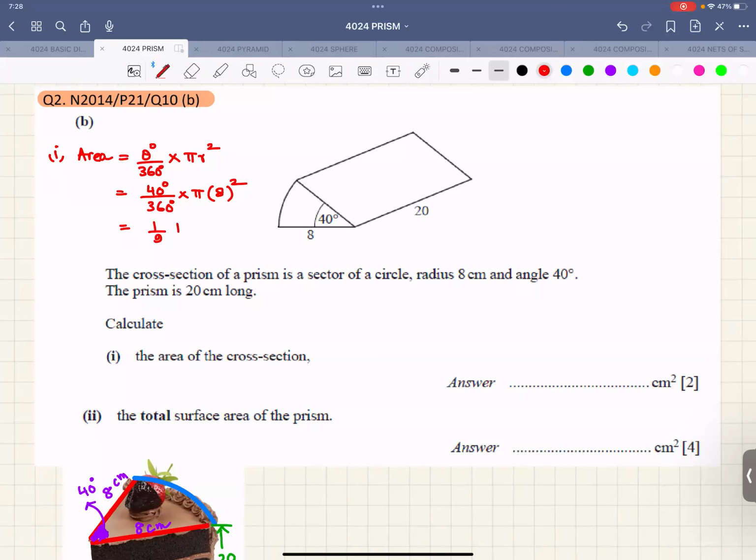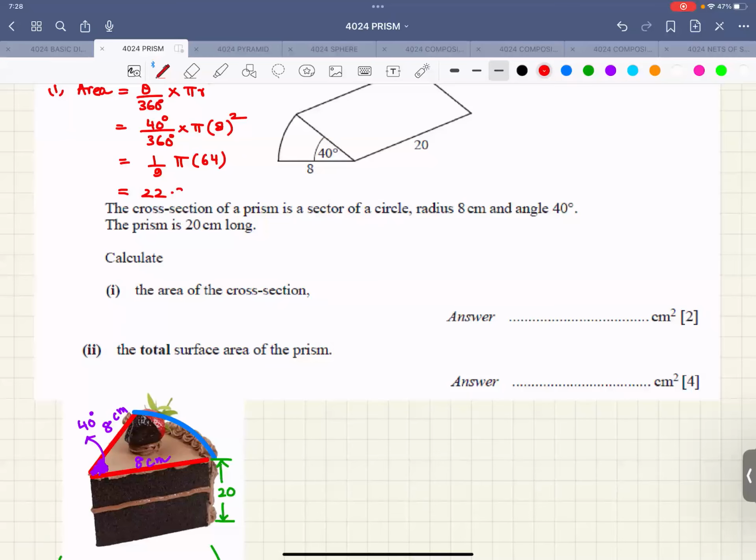This is 1 over 9, this is pi, and this is 64. So let's multiply it out. Let me grab a calculator. So therefore, this is 3.142. Let's use this value into 64 divided by 9. This comes out to be 22.34. This is 22.34 centimeters square, but when I write it over here, I'll write 22.3 centimeters square, correct to 3 significant figure. This is a 4 SF value. Final answer, 3 SF.